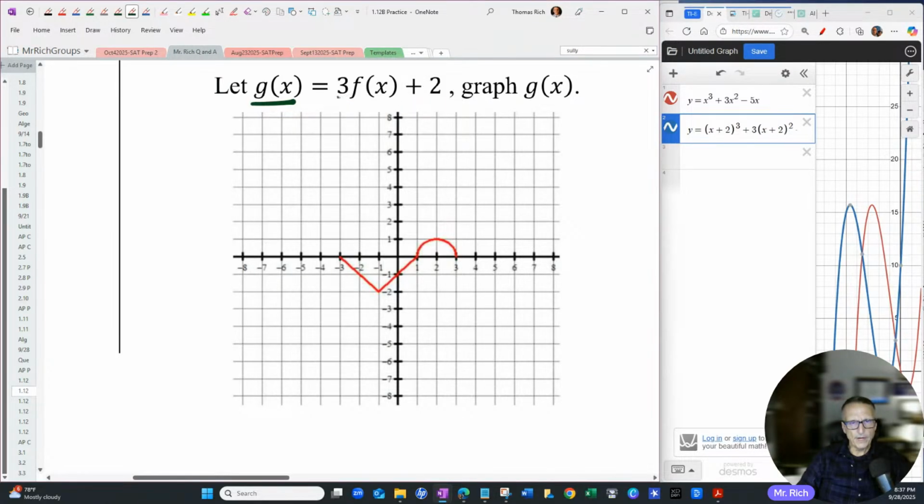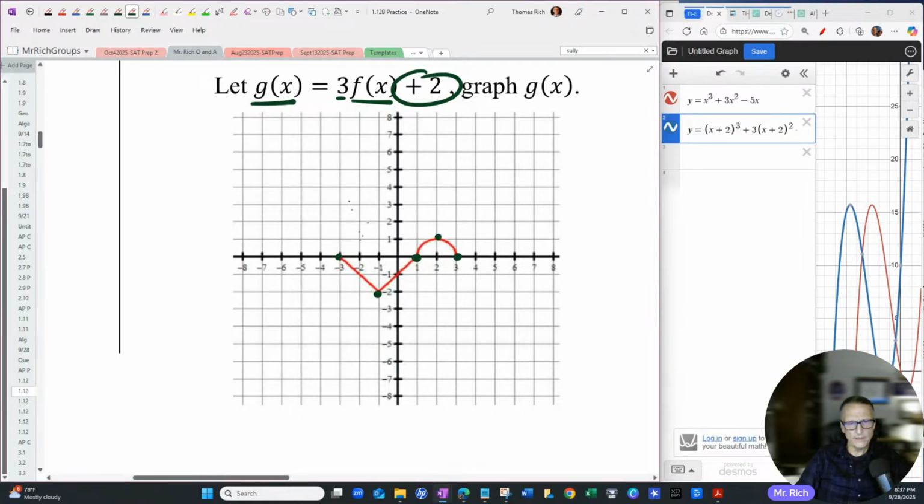The 3 multiplier is a vertical dilation by a factor of 3. So all of the points are going to have to get 3 times as far away from the x-axis. But then after I do that, they're all going to also get shifted up 2 units because there's a vertical translation of 2. So let's do those 2 things to each of these 5 points. And by these 5 points, I'm talking about these 5 critical points.